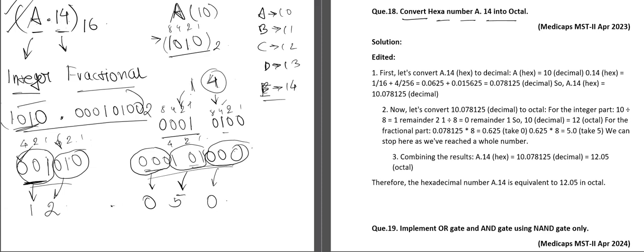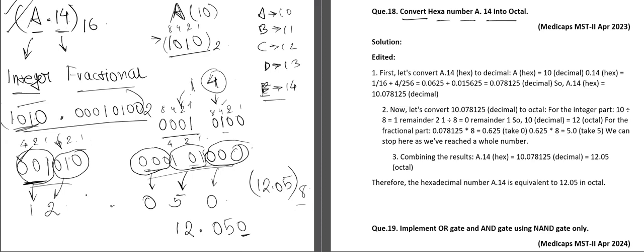So if we combine them together, which will give us 1, 2 for the integer part and 0, 5, 0 for the fractional part. And we can discard this 0 because it has no value at all. So we can write 12.05, and this is our octal number. So we will specify the radix of 8.